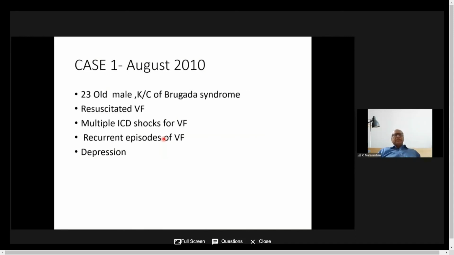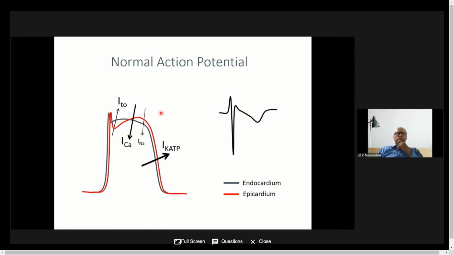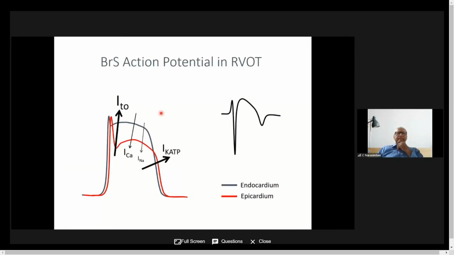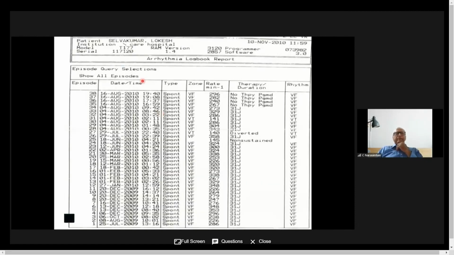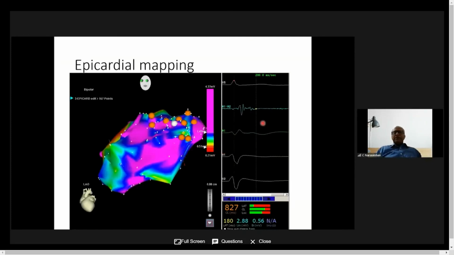This is a young adult with Brugada syndrome, resuscitated VF. As you know, I am not going to go into the mechanisms. This patient came with multiple episodes of spontaneous VF requiring shocks. We did endocardial mapping, and then epicardial mapping. You can see these kinds of late potentials on the epicardium.